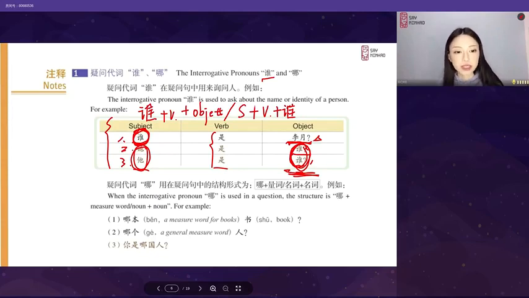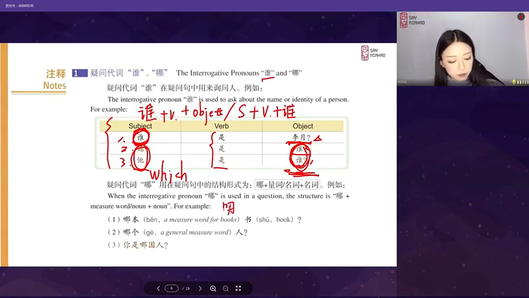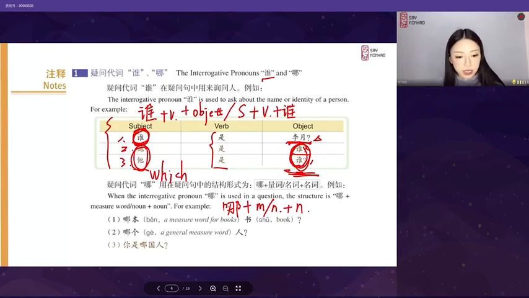Now let's move on to next interrogative pronoun, which is 哪. 哪 means which. It is used as the questions to require to determine one among several things or several people. And the structure of it is 哪 plus a measure word or a noun, and plus a noun. It is the structure. Now let's see the examples.